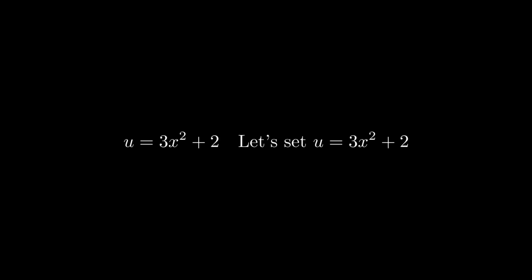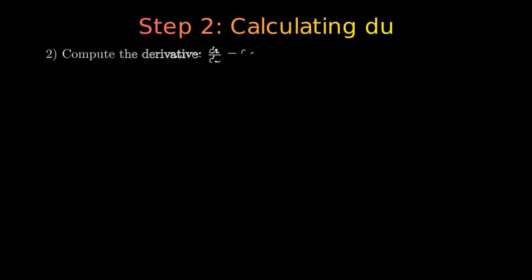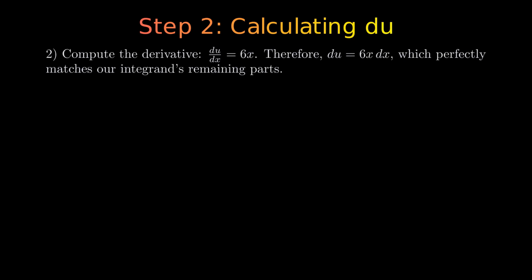integrate seamlessly. Initially, we select u as 3x² + 2. By deriving u with respect to x, we discover du as 6x dx. This derivative sets the stage for transforming the integral into a more manageable form.